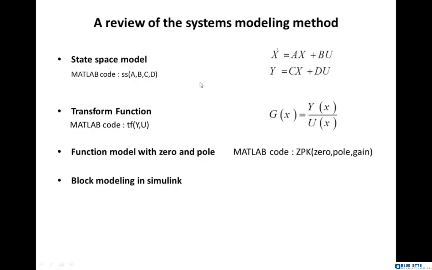Let's review the methods. The first model is the state space model. If you remember, we had x dot equals Ax plus Bu, then y, which was our output, was y equals Cx plus Du. The code of such a model in MATLAB was ss.